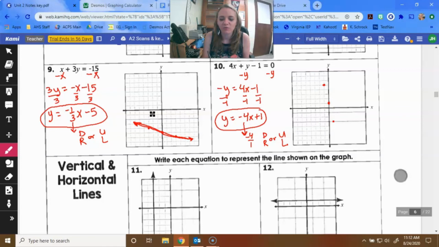Slope is -4 over 1. Remember, if there's no denominator, the denominator is 1. So I started here at my y-intercept of 1, and then I went up, left, and then down and right to get 3 points. So that was up 4 over 1, down 4 over 1. Connecting these will give me a line looking like this.